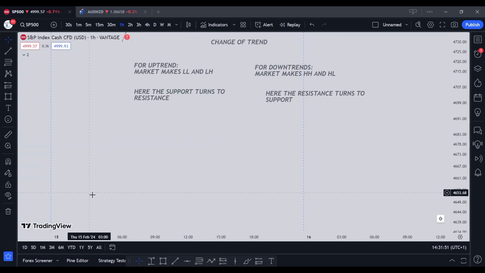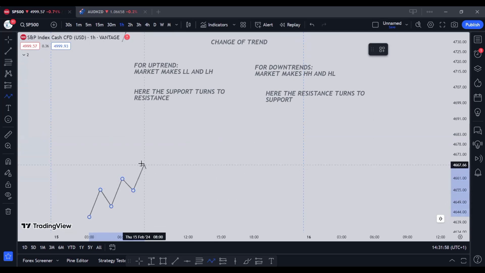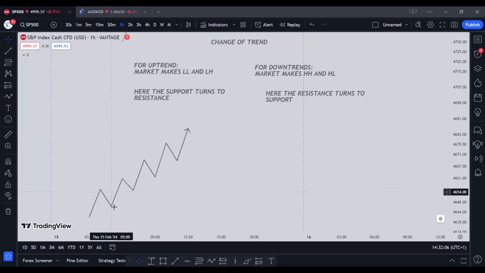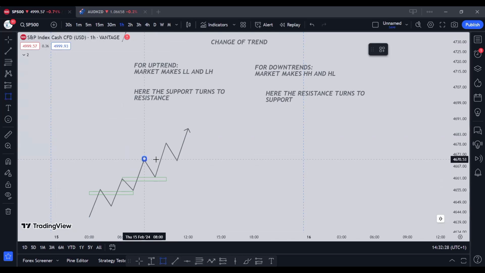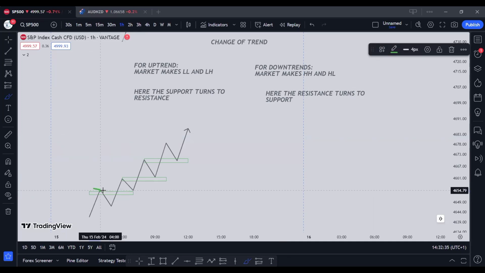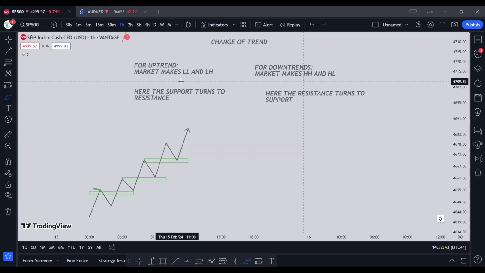Now you're in an uptrend, right? Market is making higher high, higher lows, right? Now look at all this. This level right here, all these levels, right? I'm marking out resistance. So this area right here, this high right here, this is a resistance, right? Because the market has sold from there. So in an uptrend, resistance is turning to support.